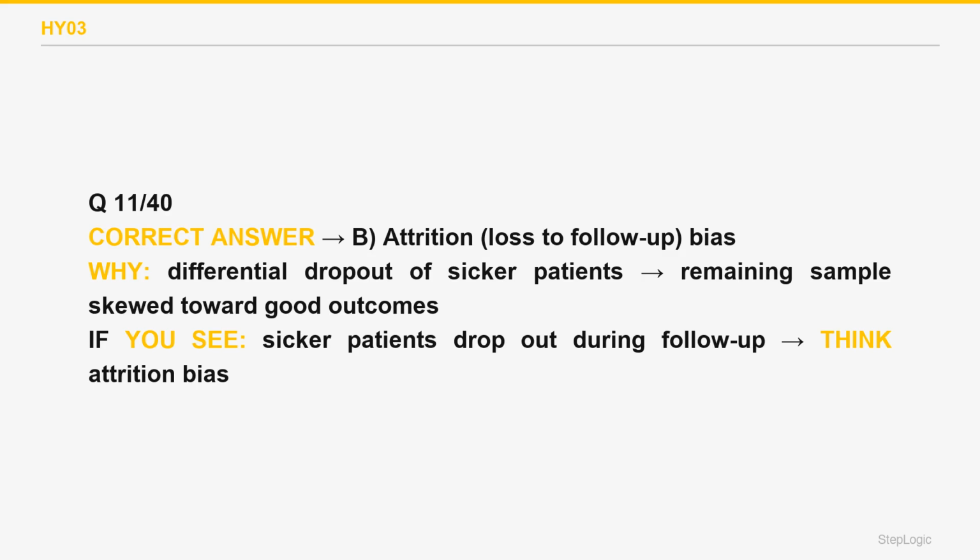Berkson bias is a selection problem at entry, from studying hospitalized patients, not from dropout during follow-up. Choice D, wrong. Recall bias concerns inaccurate memory of exposures, unrelated to who stays in the study. Choice A, wrong. Selective dropout of sicker patients is attrition bias.